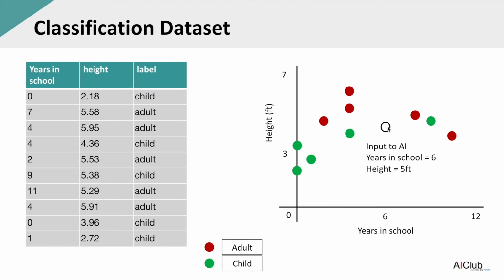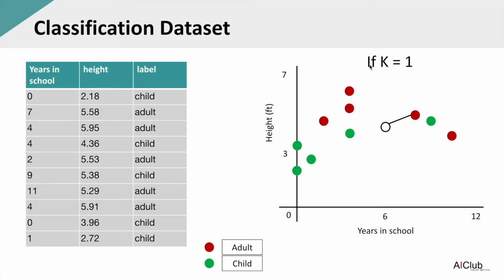K nearest neighbors figures it out by looking at its neighbors. Who are the neighbors to this point? Which point do you think is the closest point to this? Looks like it will be one of these two, probably this one. Turns out that's the closest point. If I look at only one neighbor, my closest neighbor is red. KNN looks at who the neighbors are and predicts whatever the label of the neighbor is. In this case, it's an adult.